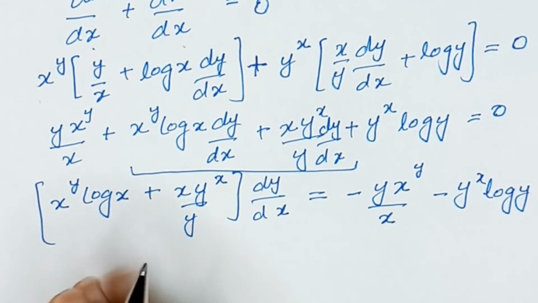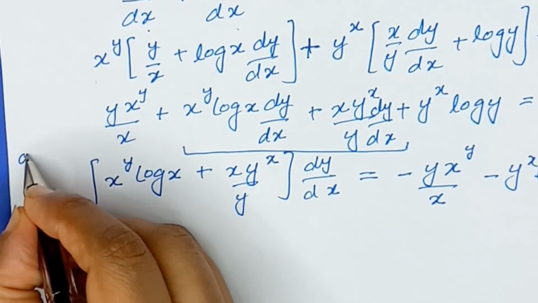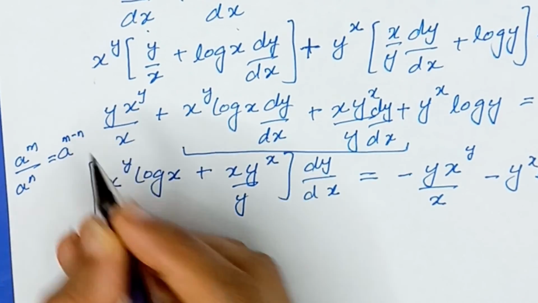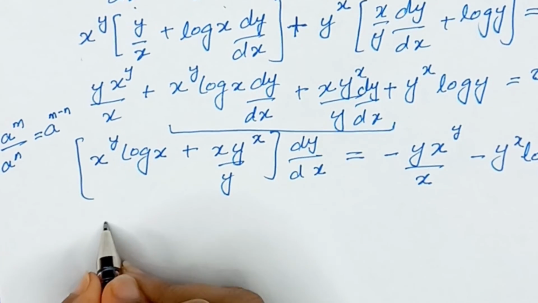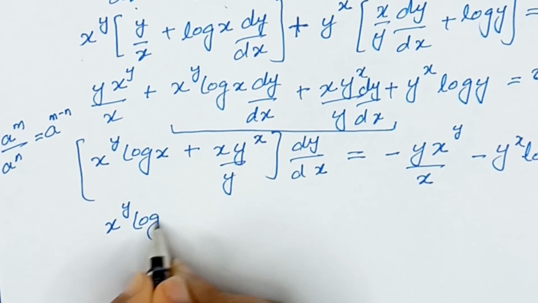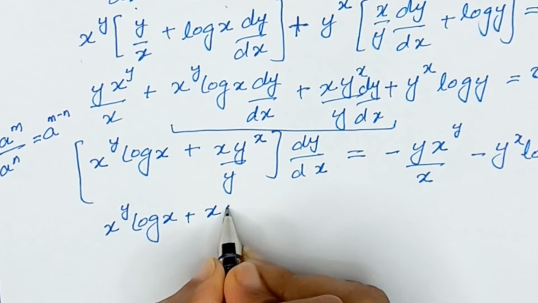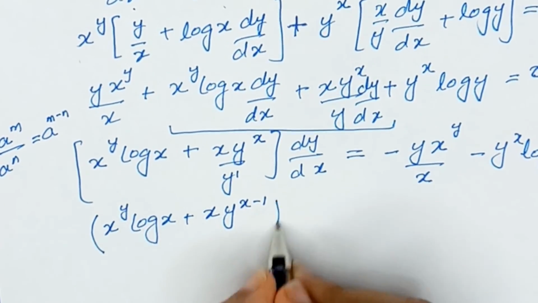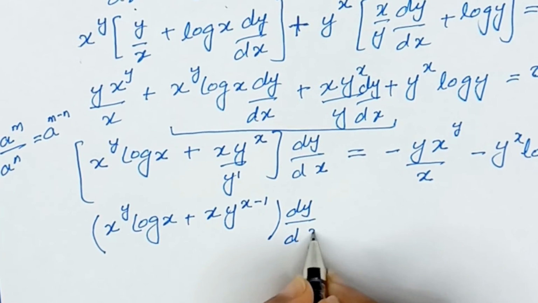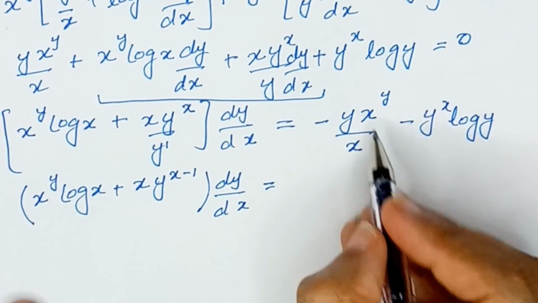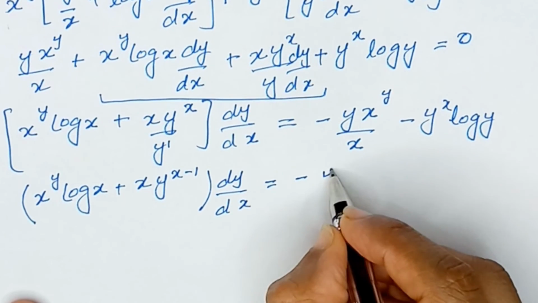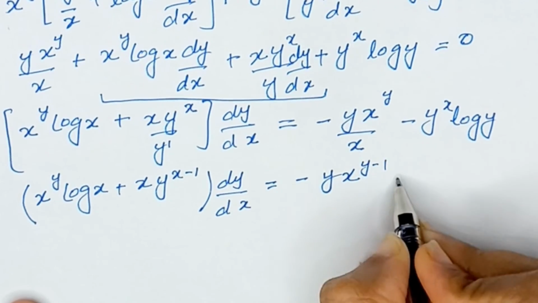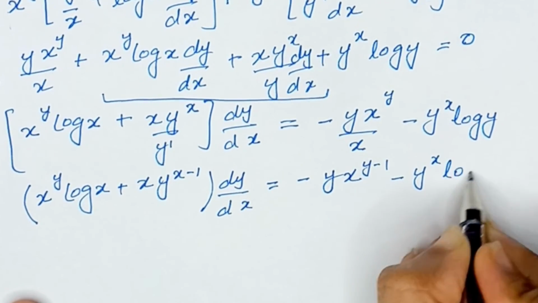Okay, as we know that a to the power m divided by a to the power n is equal to a to the power m minus n, this term will become x times y to the power x minus 1 times dy divided by dx is equal to, similarly, it will become minus y times x to the power y minus 1 minus y to the power x log of y.